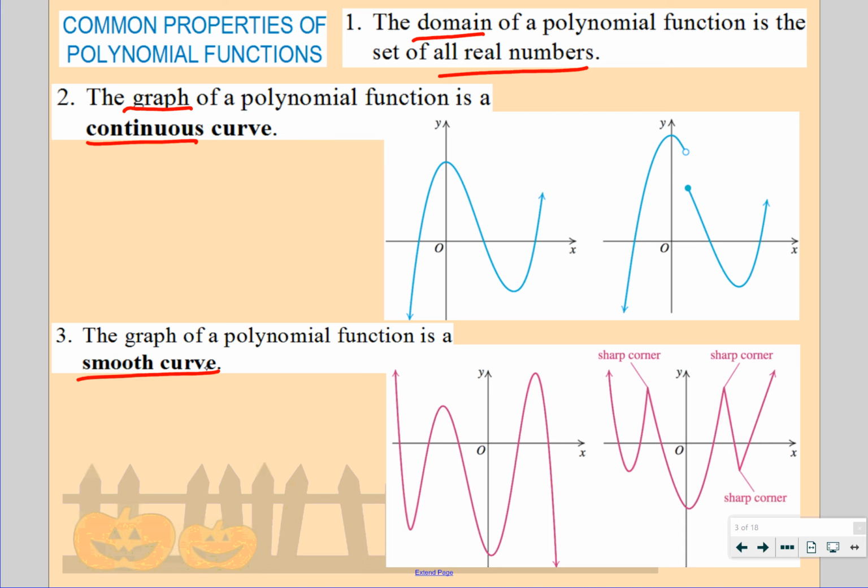Okay, so domain is all reals. The graph is a continuous, smooth curve. No sharp corners. No breaks in the graph.